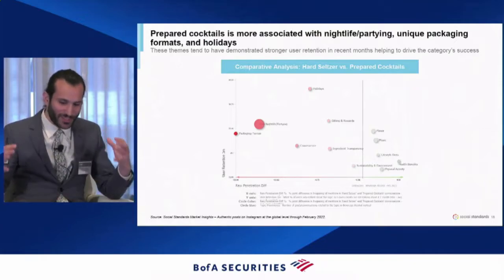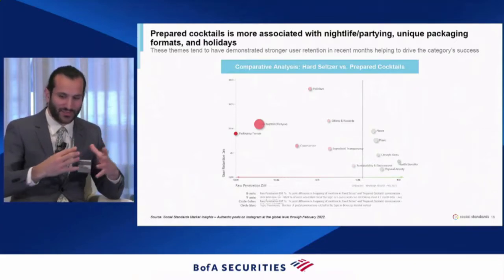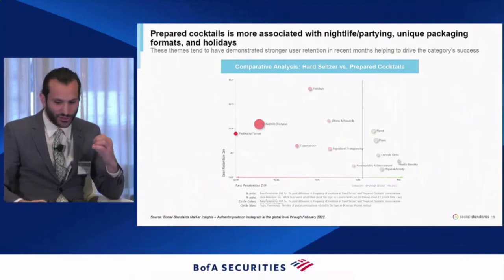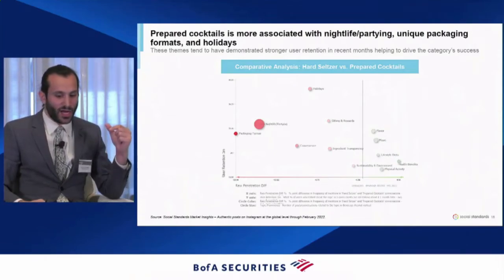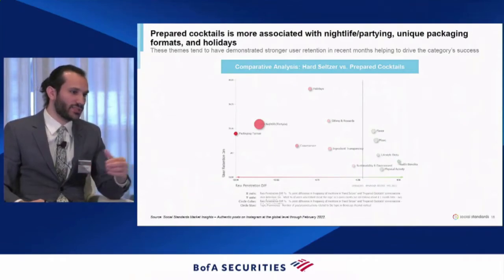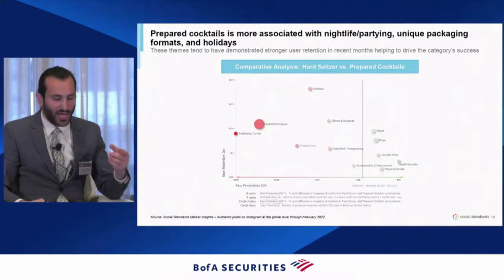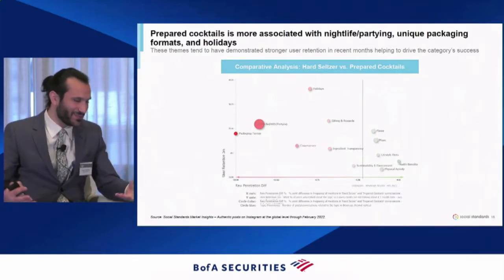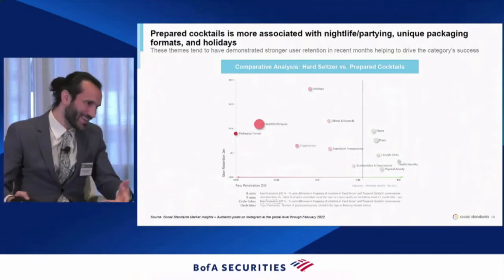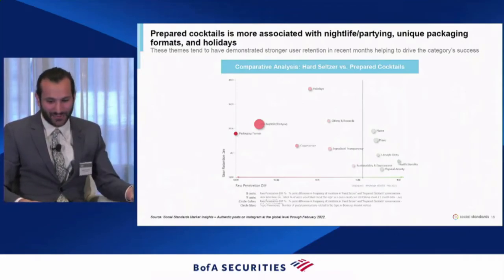So what's this really interesting curve we see on this chart? I think it's super, super interesting. A lot of the different topics that skew more towards prepared cocktails, these are things that have much higher user retention. Things like holidays. If you're a holiday consumer, if you talk about Christmas, you tend to talk about other holidays. Things like nightlife and partying.